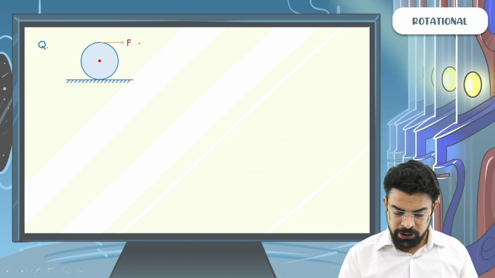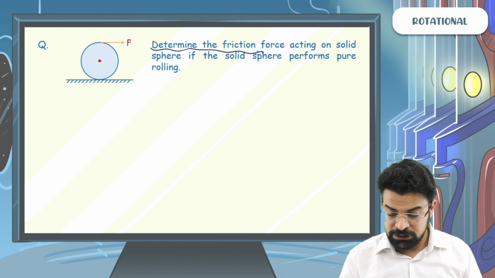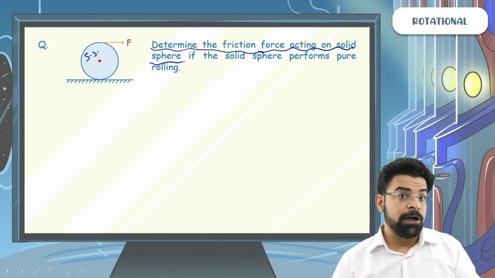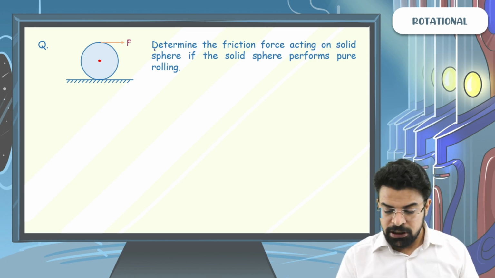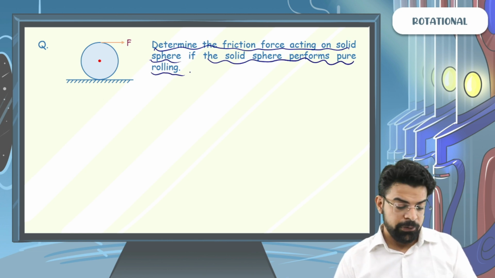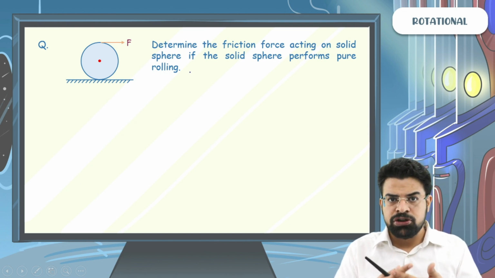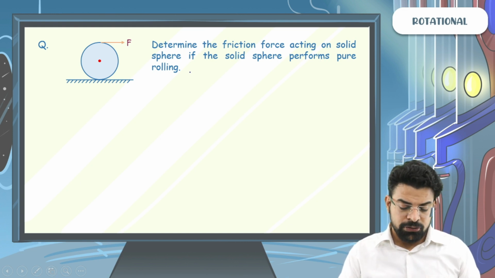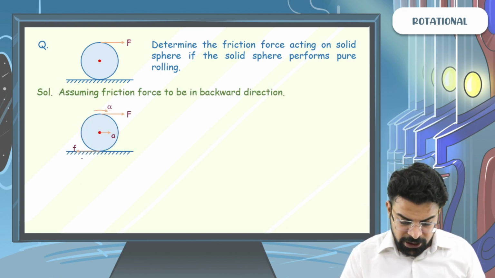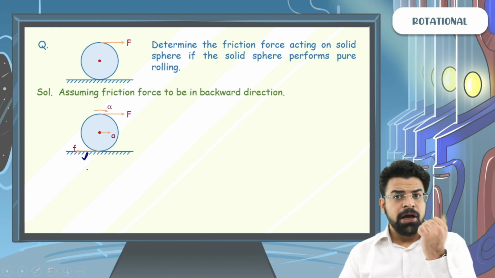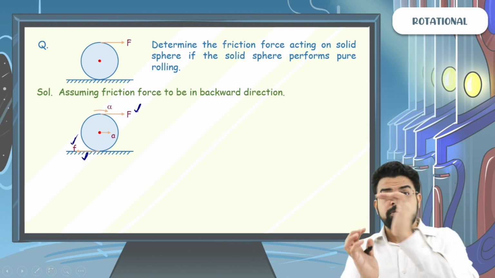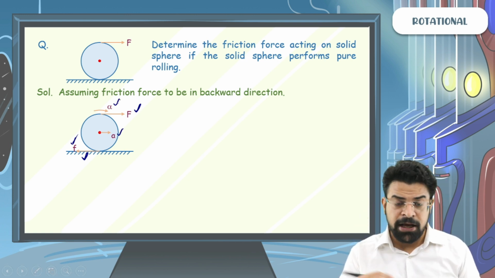So the question is, determine the friction force acting on the solid sphere. This is a solid sphere. For a solid sphere, the moment of inertia is 2 by 5 mr². Determine the friction force acting on a solid sphere if the solid sphere performs pure rolling. So how much friction force must act on this solid sphere given that it performs pure rolling? Let's assume that a friction force f acts backward, and under the influence of the friction force and external force, this whole solid sphere performs pure rolling having an acceleration a and angular acceleration alpha.